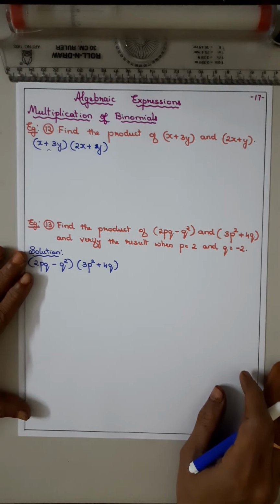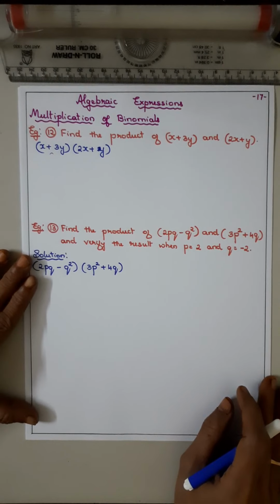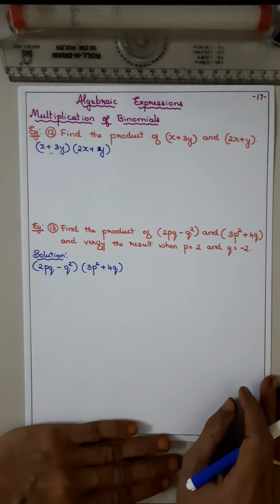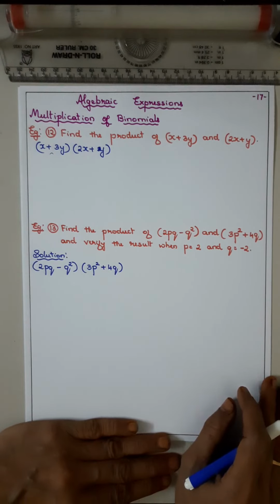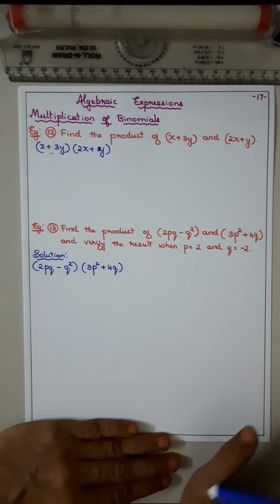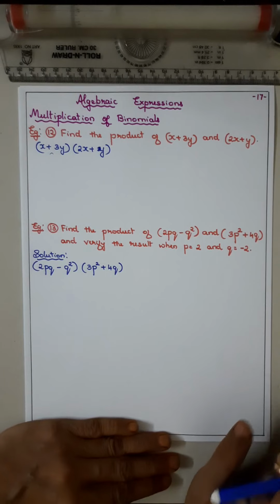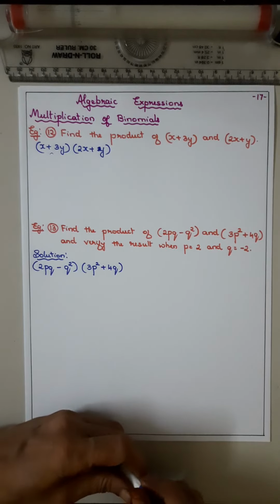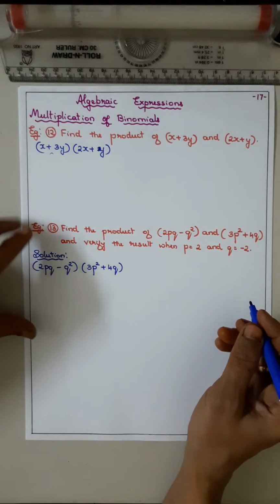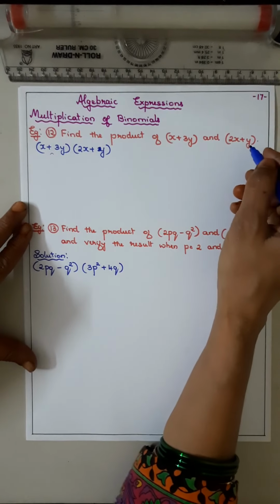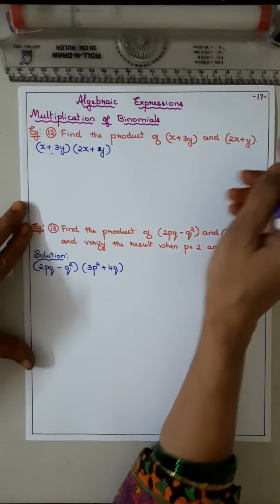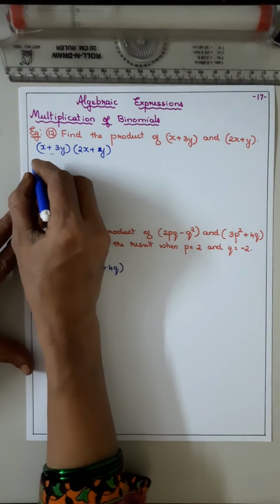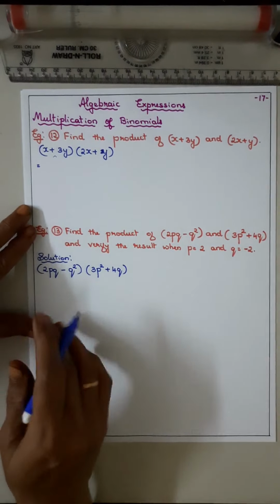We were discussing the lesson algebraic expressions. Now coming to the multiplication of binomials. We have learnt about a monomial and monomial, and a monomial and a binomial. Now two binomials, how do you multiply? Find the product of x plus 3y and 2x plus y. So write the question. Now how do we have to do?